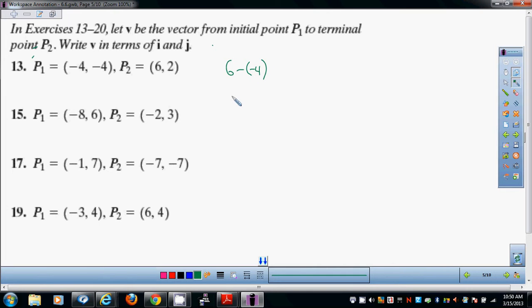So, what's 6 minus negative 4? And what's 2 minus negative 4? And there you go. Terminal minus initial. 10i plus 6j would be the vector.